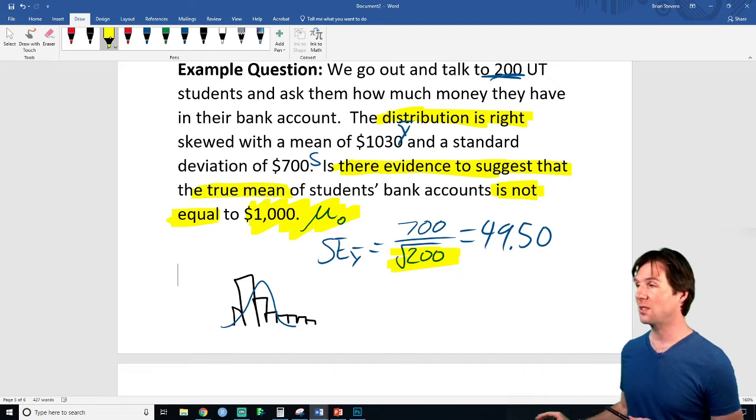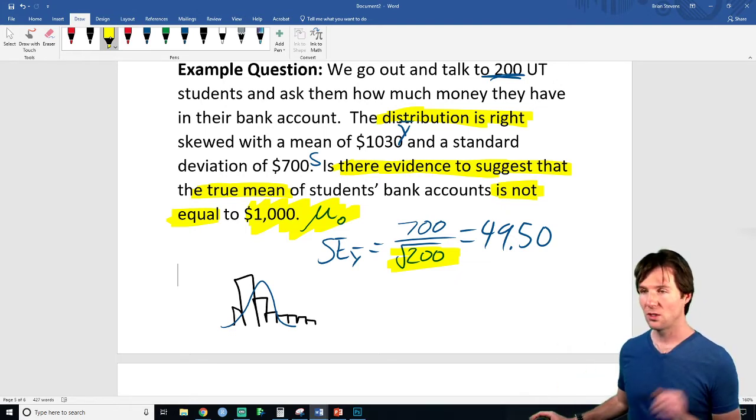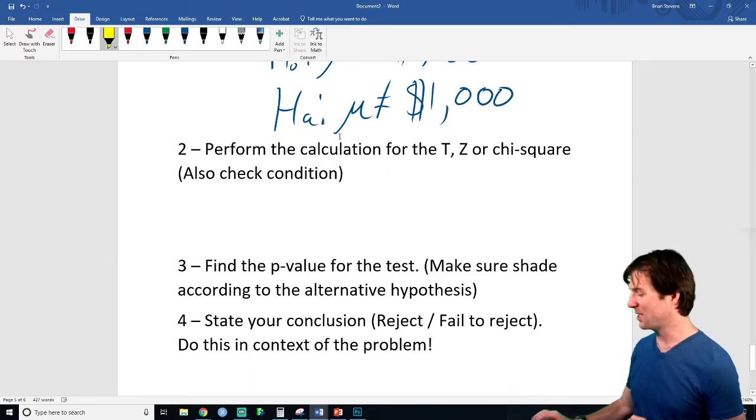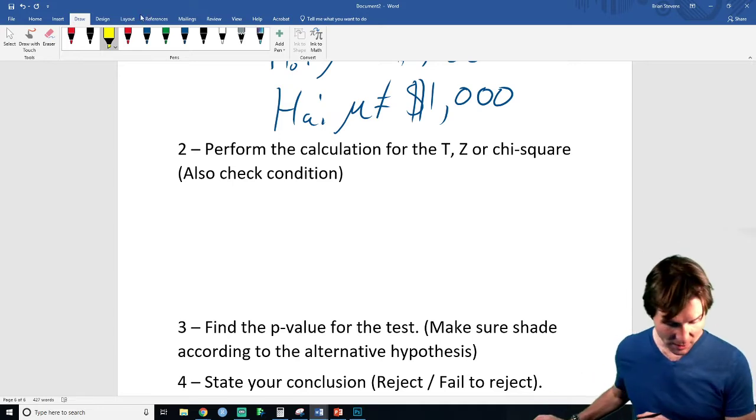We do seem to pass the nearly normal condition because 200 is large enough to make the distribution of the mean nearly normal, even though this is right skewed. So we pass all our conditions. Now we just have to know the equation, but great stuff for us. We don't have to know it, it'll be given to us. So let's go ahead and write out the equation.